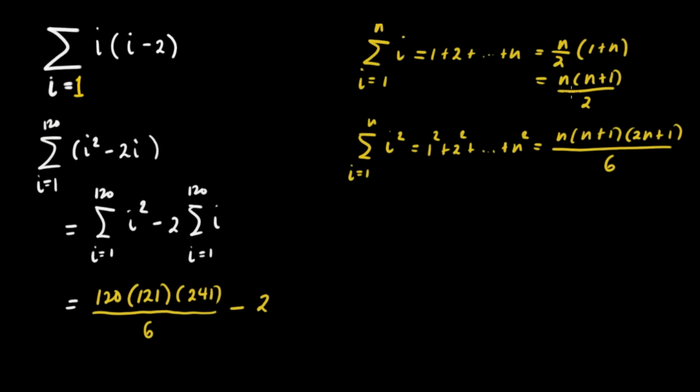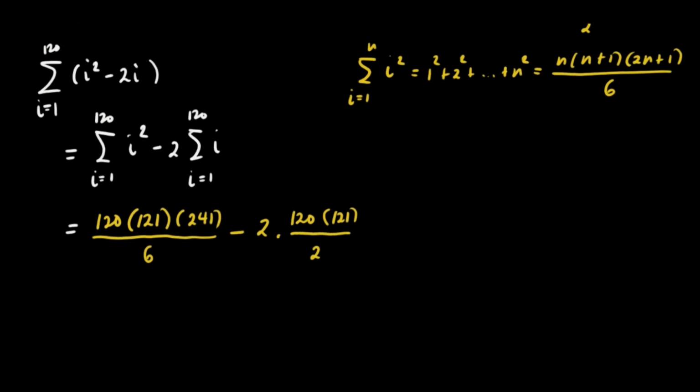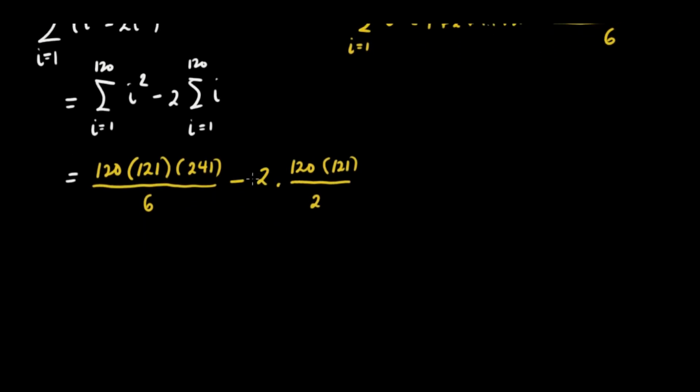So we have the formula for that. We have 120 times 120 plus 1, that's 121, over 2. So let's work on this. Basically, we can cancel out 2 here. We can grab our calculator to solve for this. So that's 120, I'm using my calculator now, 121 times 241 divided by 6.